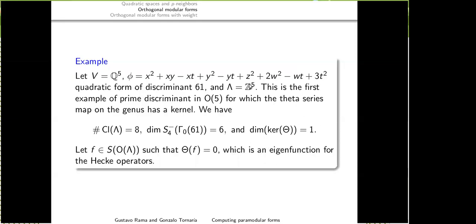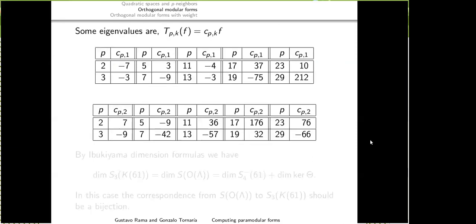Well, as the kernel is non-trivial, we can take a non-zero element in the kernel which is an eigenfunction for the Hecke operator. And we can compute. We developed some code in Sage to compute this. We computed the eigenvalues for T_{P,1} and for T_{P,2}. I believe that Ladd and Hein already computed this, so our computations agree with them.